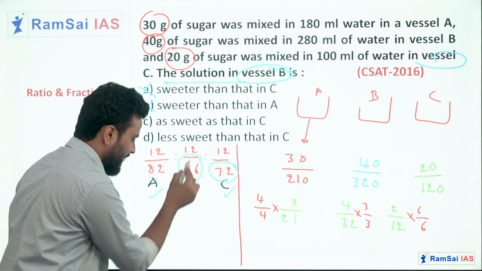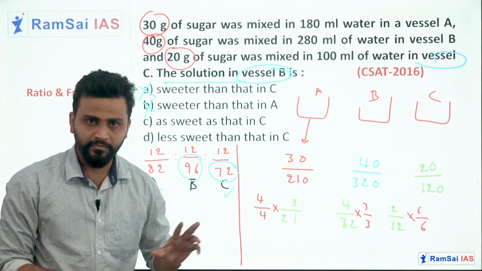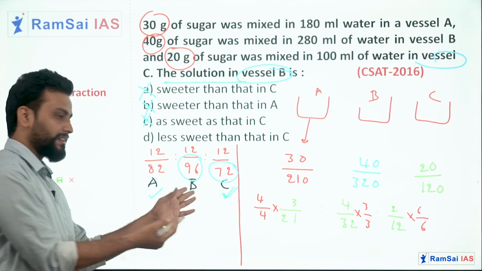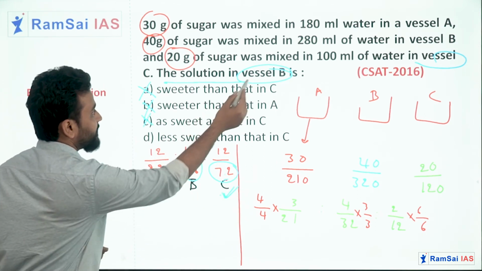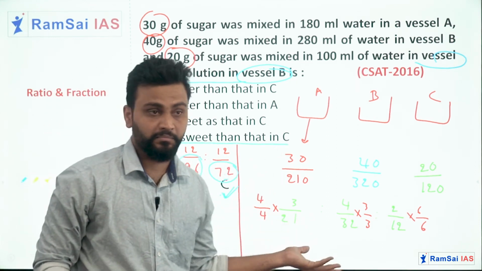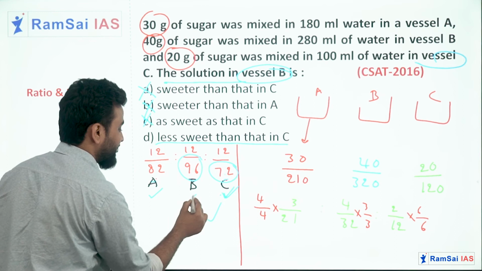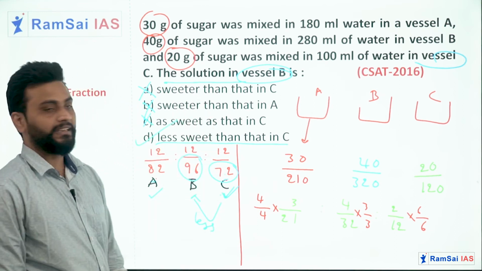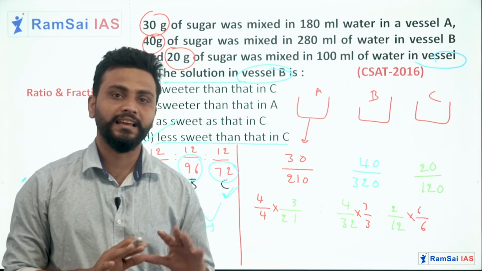Just tell me, 96 and 72, are they the same? No, not possible. In fact, C is sweeter than B, right? Next, vessel B is less sweet than C. Of course, I am telling you the same. B is less sweet than C. Yes, I will go with option D. Vessel B is less sweet than C.